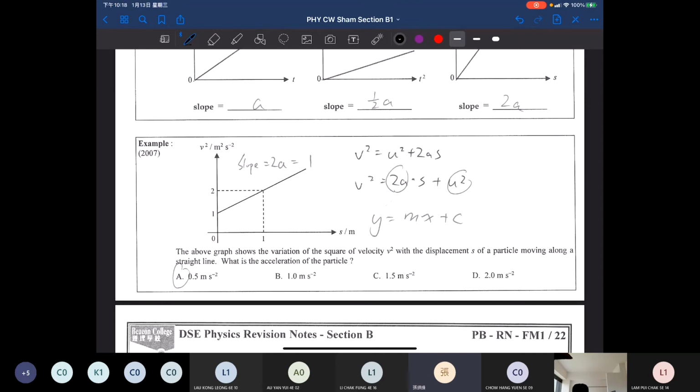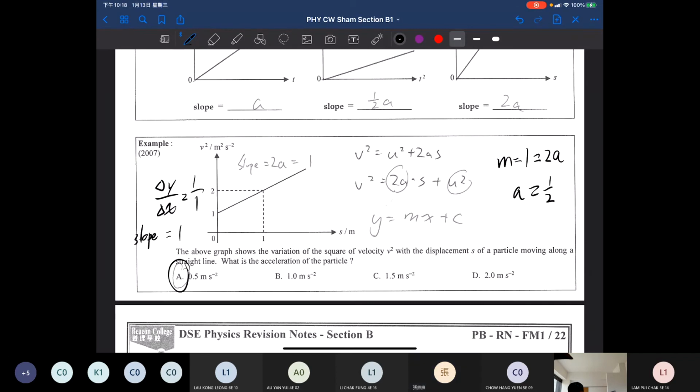Calculate the slope, then the slope would be delta y over delta x. Delta y equals 1, and delta x equals 1. Therefore the slope is equal to 1. So m is equal to 1, which is equal to 2a, then a is equal to 1 over 2. Be careful with that.